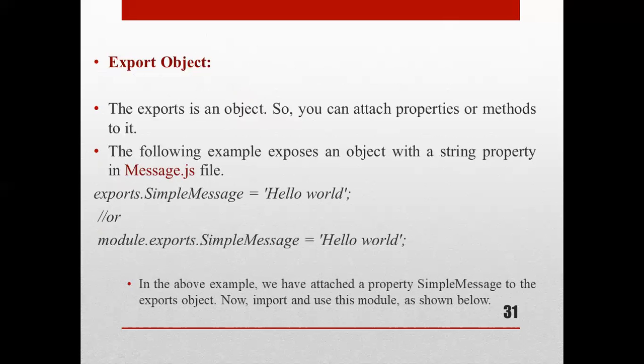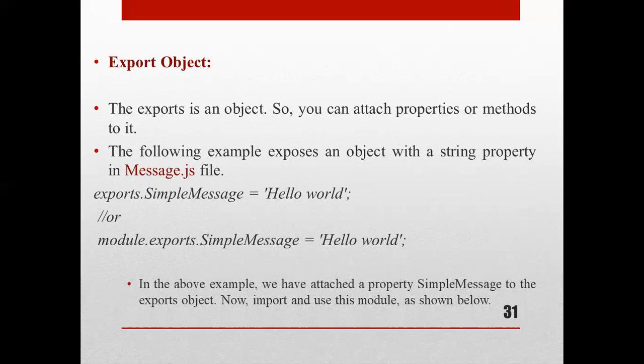The next one is export object. We have seen export literals; now there is export object. We have seen that exports is an object, so we can attach properties or methods to it. In previous slides we attached literals to the module. Here is an example that will expose an object with a string property in the message.js file. Either we can use module.exports or we can use exports. Now we are going to use exports.